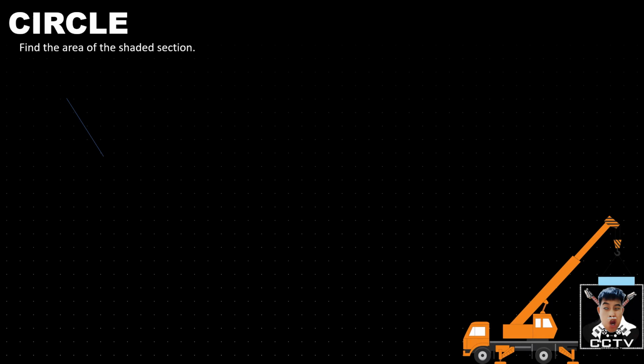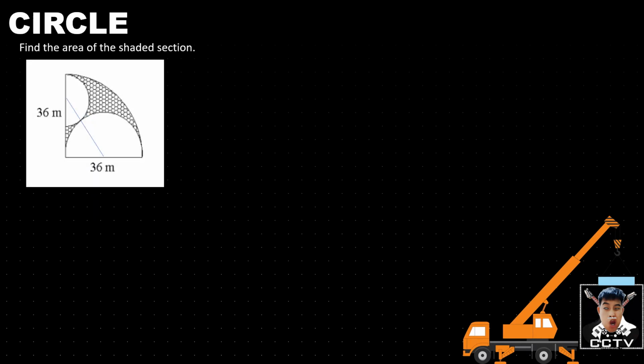Circle again. Find the area of the shaded section. From the center of this half circle to the center of this larger half circle, just draw a line, and you'll form a right triangle. This is the area of the shaded: the quarter circle, which is the big one, minus the half circle 1 and the half circle 2.